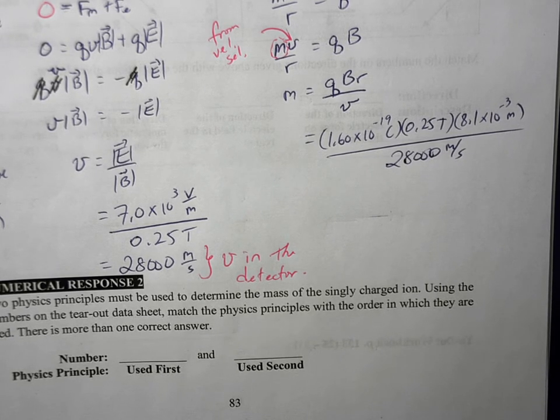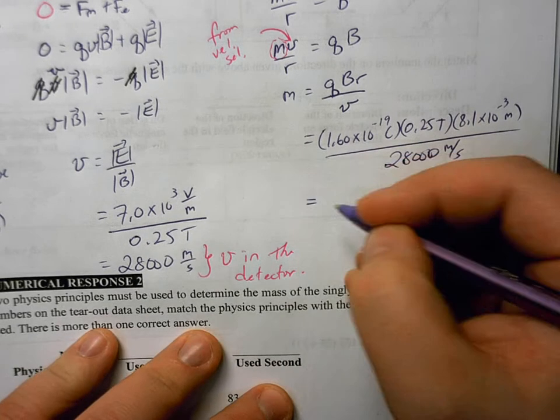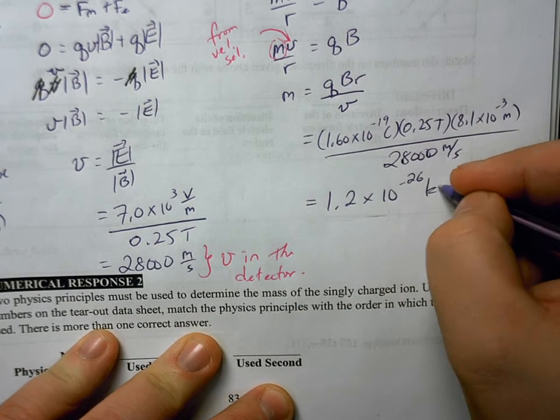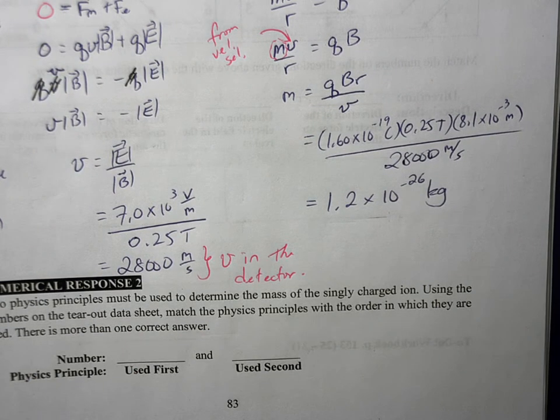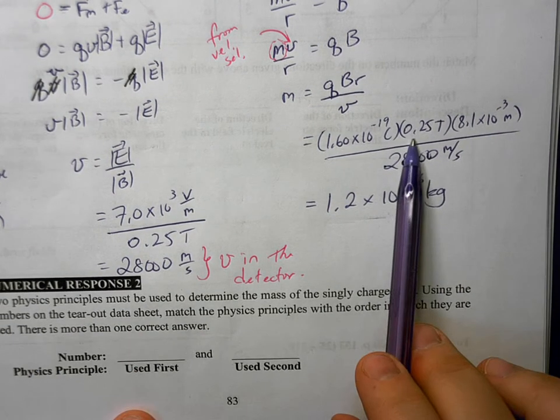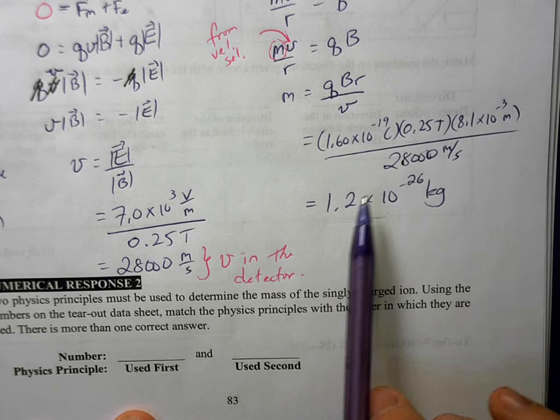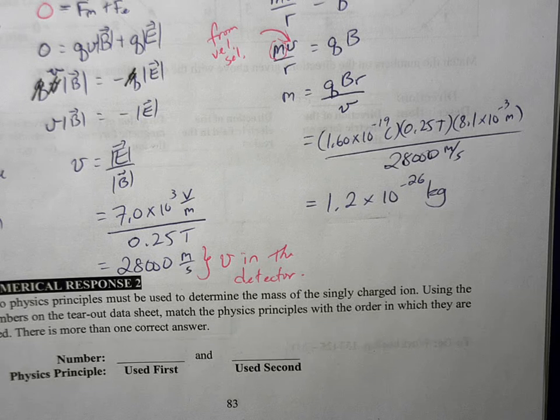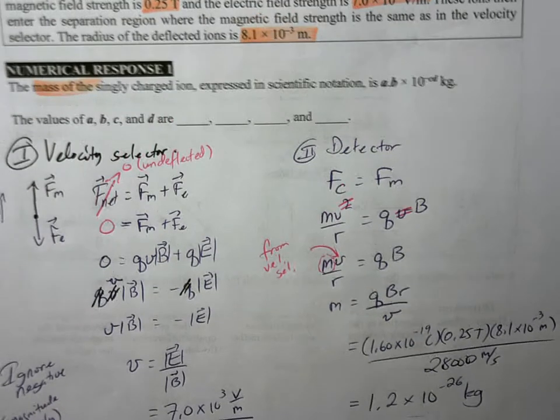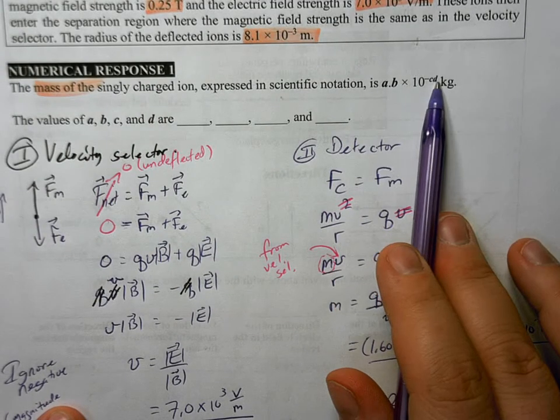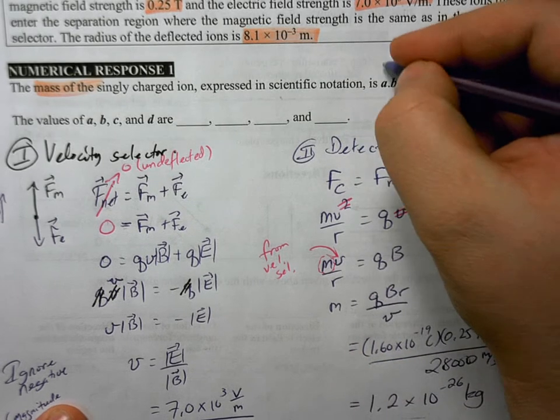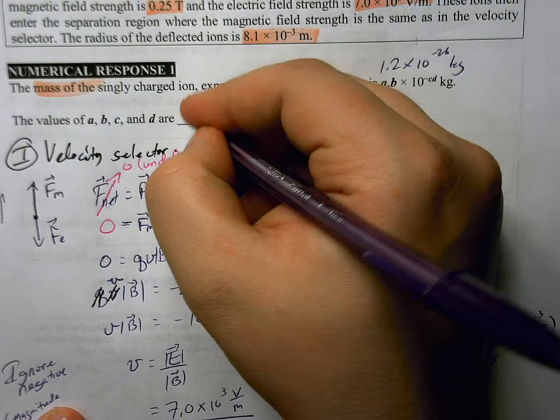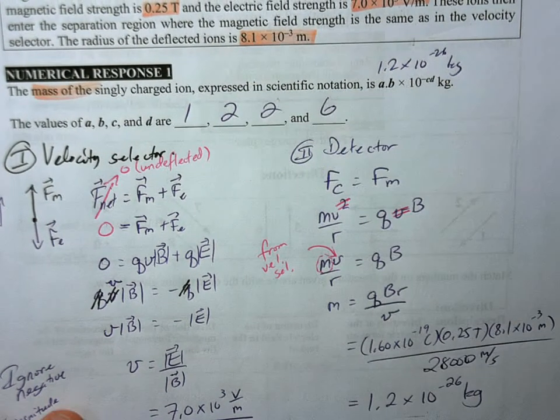So if we did that, and we're very careful, we're going to get about 1.2 times 10 to the minus 26 kilograms. Since the lowest number of significant digits I have is 2, from the magnetic field strength and the radius, we're going to write this in 2 significant digits. So I get 1.2 times 10 to the minus 26 kilograms. Looking at the question, it's asking for this in the form A dot B times 10 to the minus CD. So we got 1.2 times 10 to the minus 26 kilograms. If we were to fill this in the box, we get 1226.